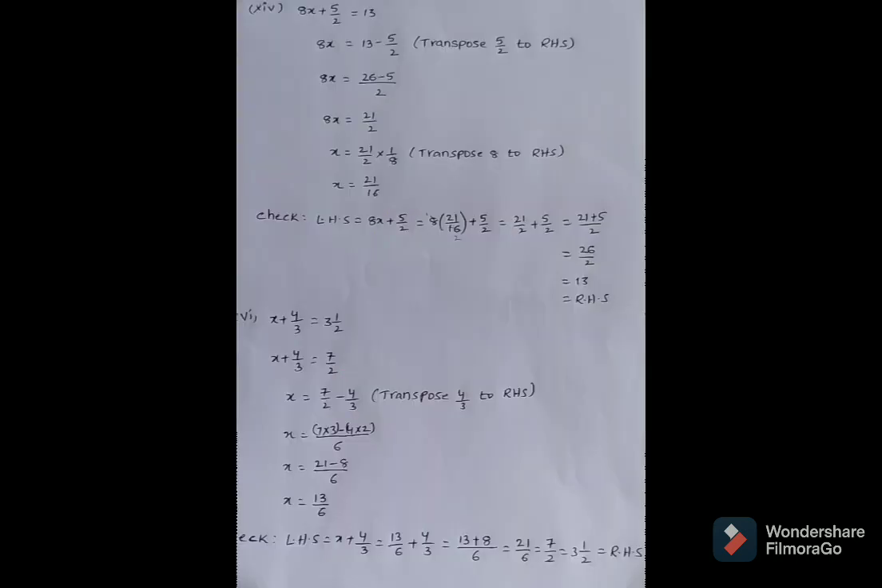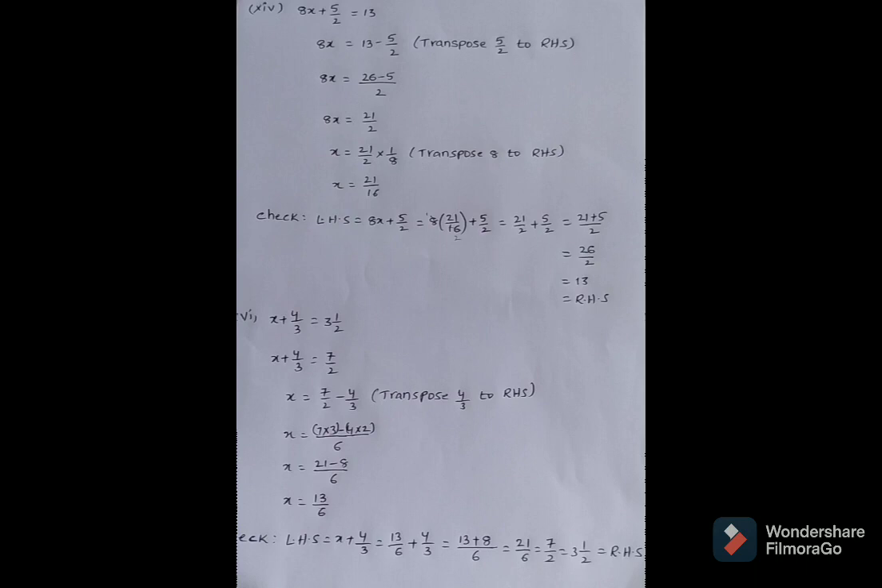Next one. 14th problem. Let us see. 8x plus 5 by 2 is equal to 13. Transposing plus 5 by 2 to RHS, it will change to minus 5 by 2. So 8x is equal to 13 minus 5 by 2.